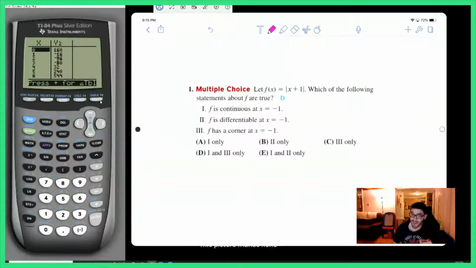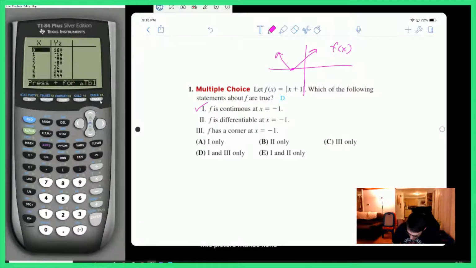I got a hunch there's a corner here. Absolute values always have corners. So f is continuous at negative 1. Yeah, I think that's true. This is just an absolute value curve, right? What this thing is, this is just an absolute value curve moved to the left one space. So this is what f of x is. So is it continuous? Yeah, totally continuous.